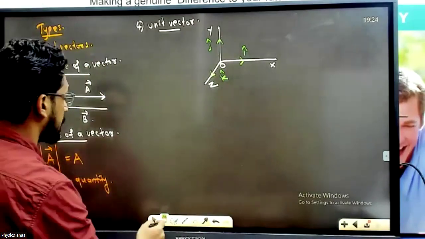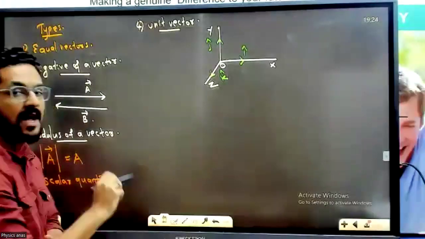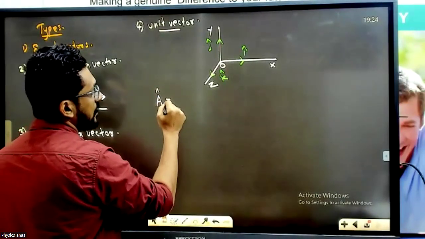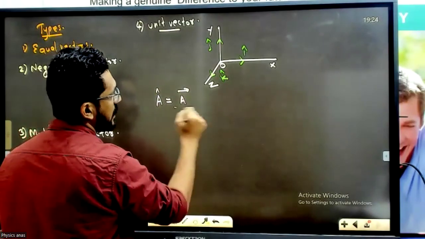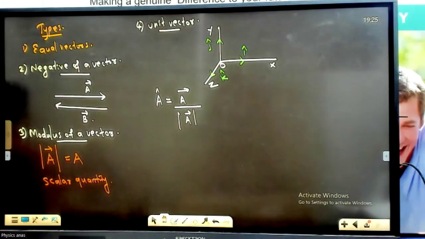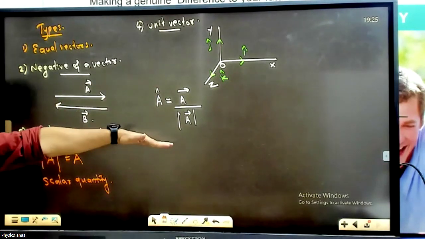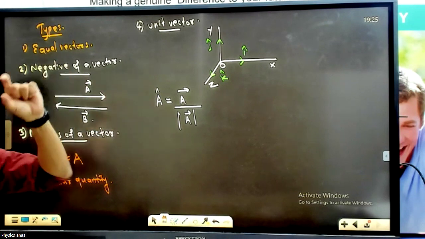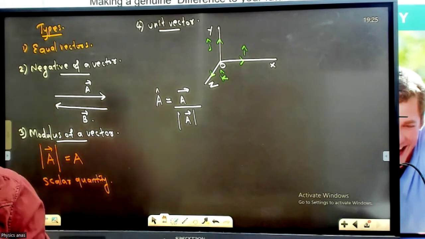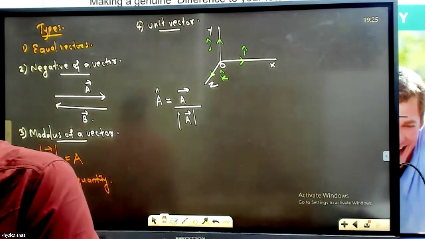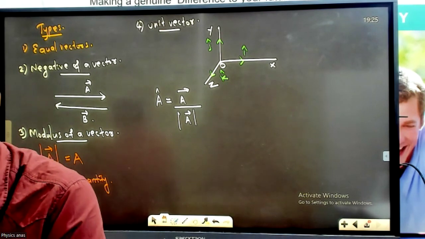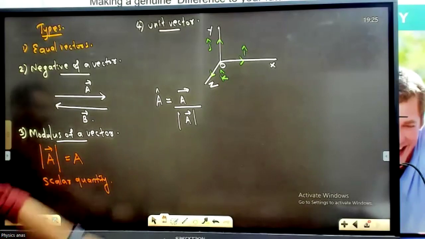How can you find the unit vector? You can find it like this: A cap will be vector A divided by the magnitude of vector A. Vector A divided by the magnitude of vector A will give you a unit vector in the direction of vector A.